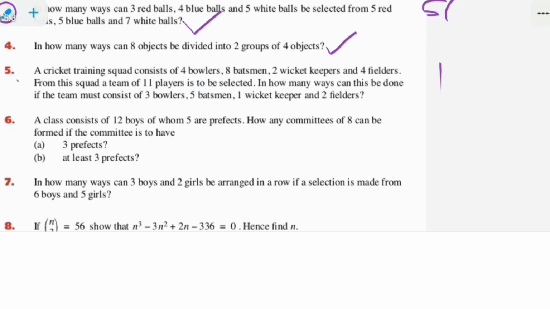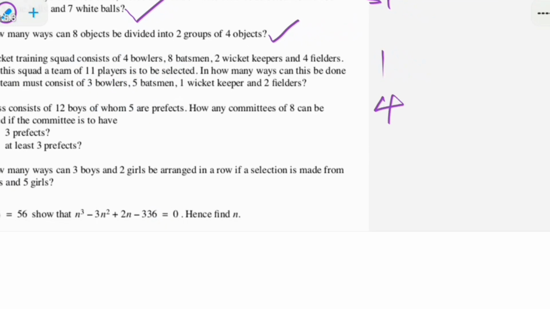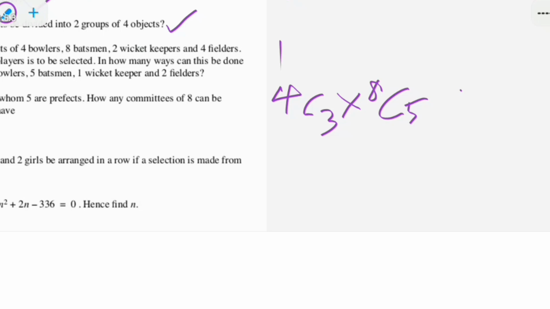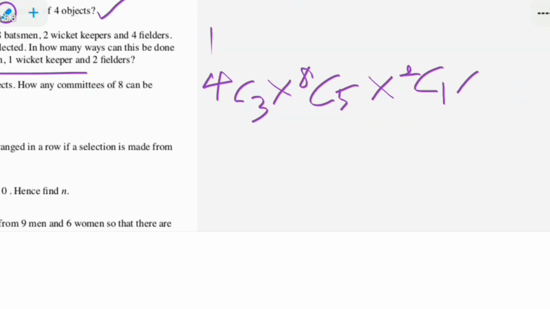The first one is, you should have 3 bowlers, and you have 4 bowlers initially. So that will be 4C3. That's the first one. Then you should also have 5 batsmen out of 8 batsmen, so that will be 8C5, times. Then you should have 1 wicket keeper out of 2, that will be 2C1, times. Then lastly, you should have 2 fielders out of 4, 4C2.